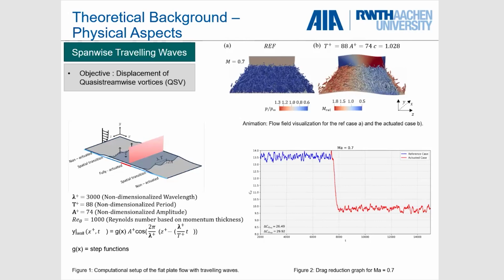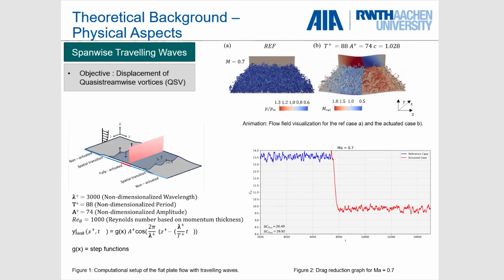What we are doing is using spanwise transversal traveling waves with the main target of relocating quasi-streamwise vortices, which are traditionally located in the near wall, to the outer wall regions. And on the top right corner of the animation, you can see the reference and the actuated cases, as well as the actuation parameters that we used for a Mach number of 0.7.